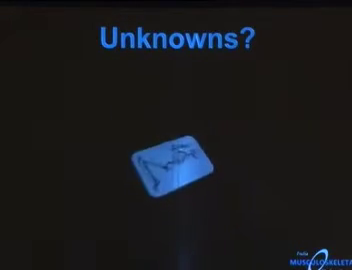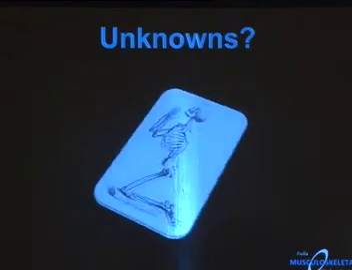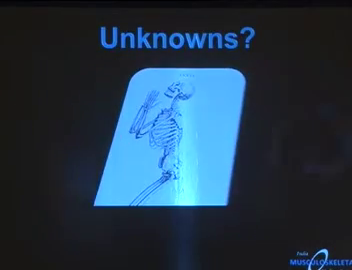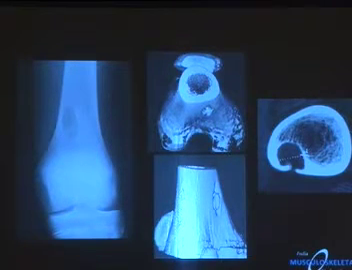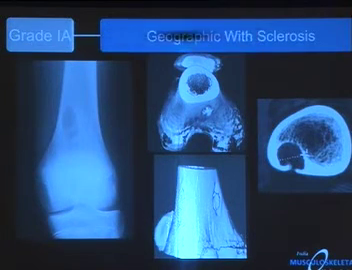So we're going to go through some unknowns, some examples using this classification system. When you look at this, we know that there's a 1A margin here, right? You can see that nice mineralized rim around the outside. It's a 1A margin. But what is that? When you look at the CT scan, you can see that that's a defect in the cortex. That's a fibrous cortical defect.